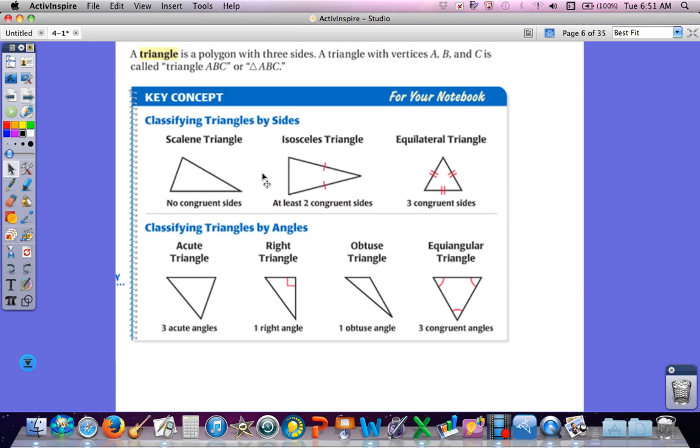Okay, so I'm not going to spend a lot of time here. You should be able to go through and fill this in. Classifying triangles: scalene, no congruent sides; isosceles, 2 congruent; equilateral, 3 congruent. And then we're going to classify triangles by angles. An acute triangle has 3 acute angles, so that's what you would write in the line next to acute. Right, 1 right angle; obtuse, 1 obtuse angle; and equiangular, 3 congruent angles.